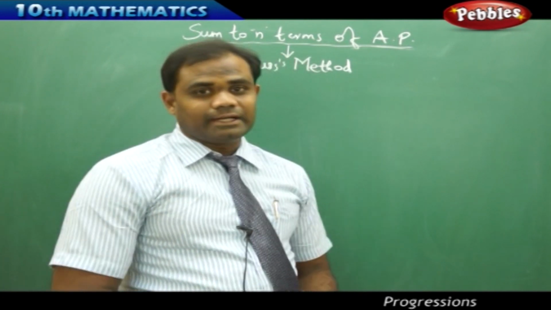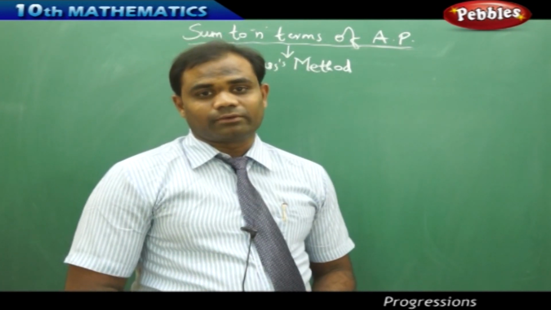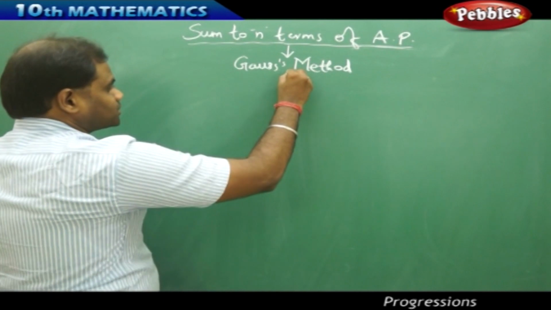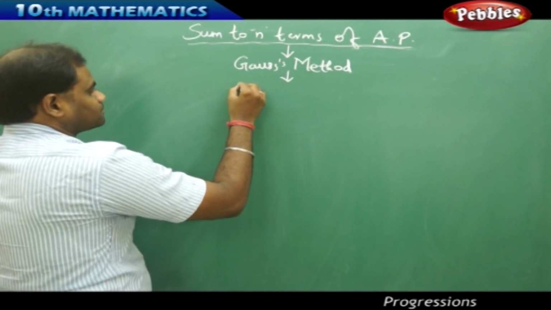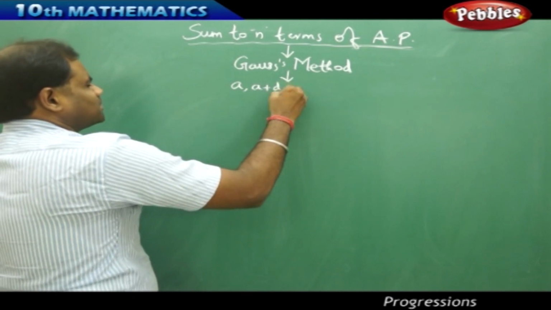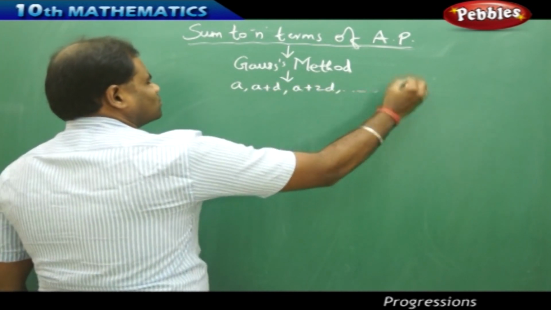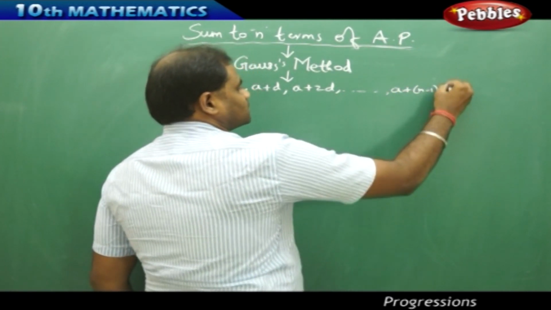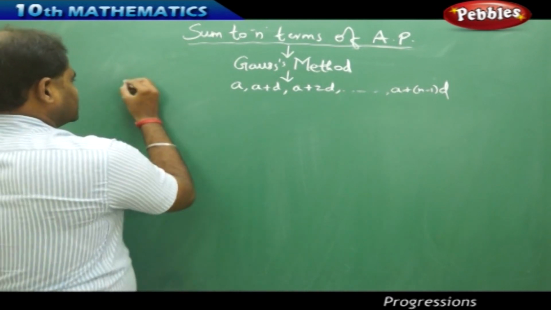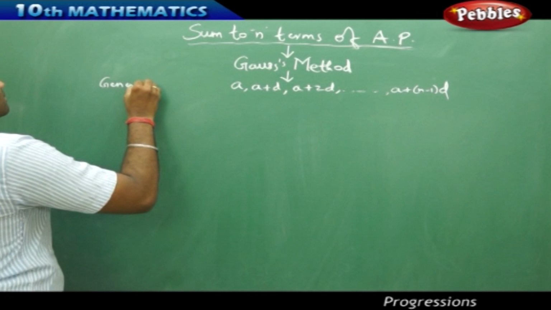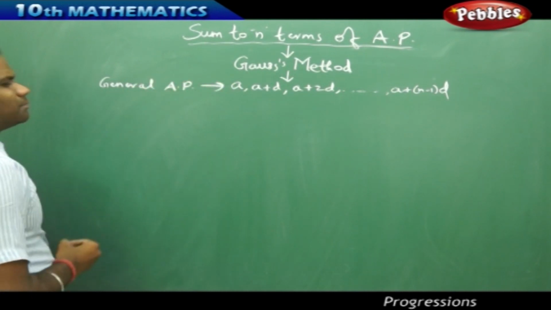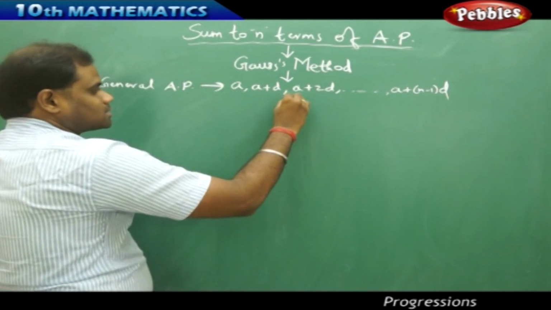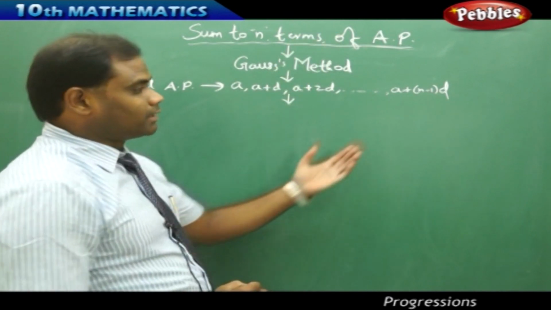In order to do that, let's consider the general arithmetic progression which we have already discussed in the previous sessions. The general arithmetic progression here is a, a plus d, a plus 2d, and so on, finally leading to the nth term, a plus (n minus 1) times d. For this general arithmetic progression, a, a plus d, a plus 2d, up to a plus (n minus 1)d, I just take the sum, because I need to find the sum to n terms of the arithmetic progression.